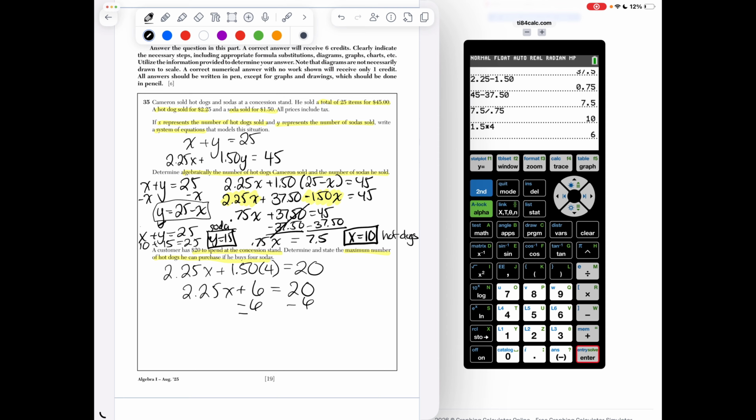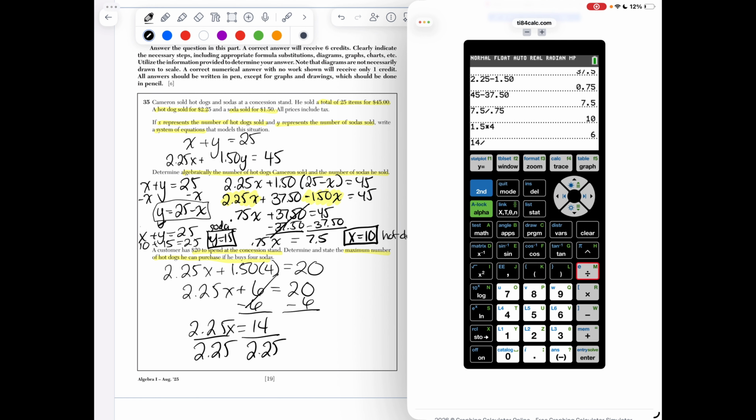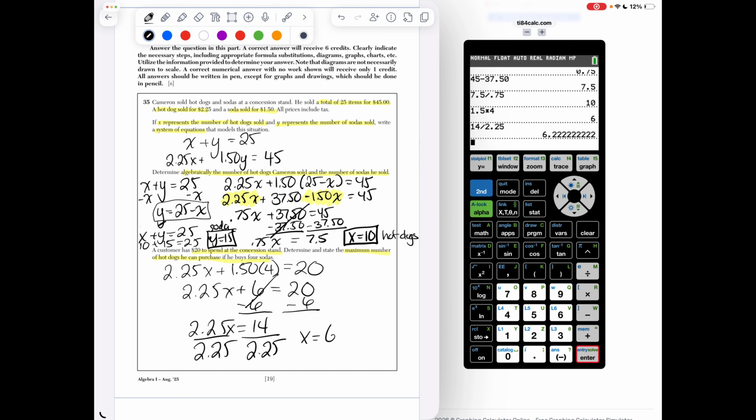So I'm going to subtract 6 from both sides. And I get 2.25X is equal to 14. And now we're just going to divide by 2.25. So 14 divided by $2.25. X is equal to 6.222. The 2 is being repeated. So can I buy 6.2 hot dogs? No. The most hot dogs I can buy is 6.